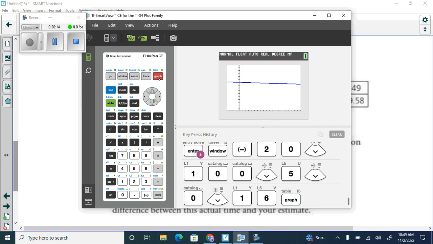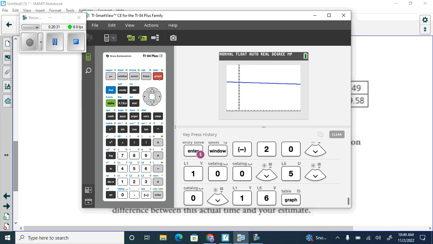So what could I say? What is the trend that's happening? It is doing what? Yeah, it's decreasing. It would be a decreasing trend, right? So that would be your answer: decreasing over time.